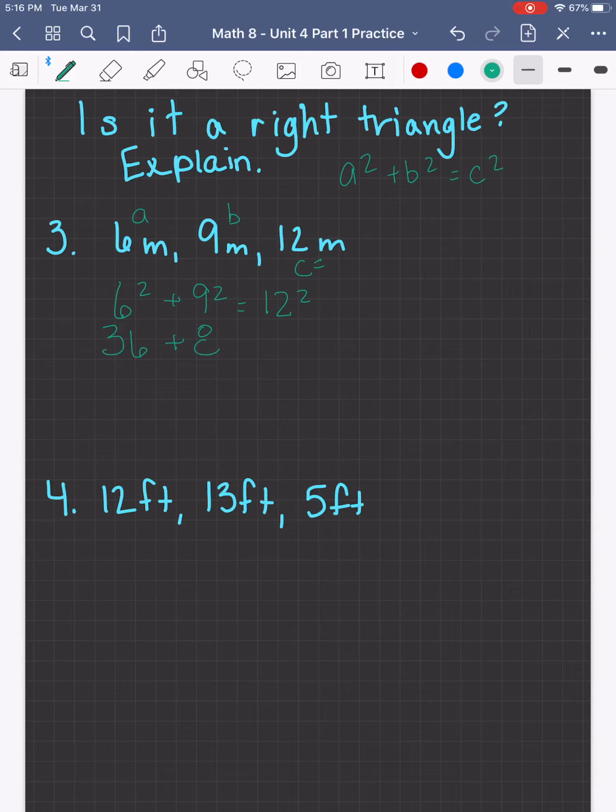6 squared is 36. 9 squared is 81. 12 squared is 144. When I add 36 and 81, I'm getting 117. So no, this is not a right triangle.